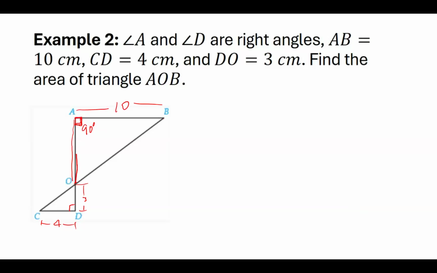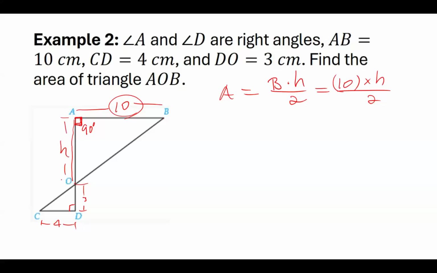And I'm emphasizing that because the area of a triangle is base times height divided by 2. So I can use 10 as the base. And the only thing that I need to find in order to finish this question is the height here. I could call it H. What is the length of this side AO?